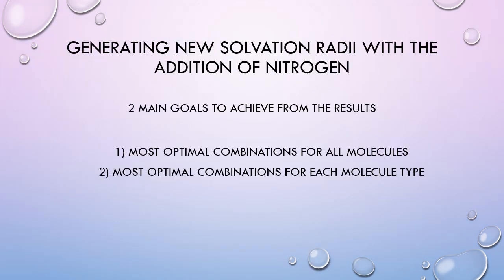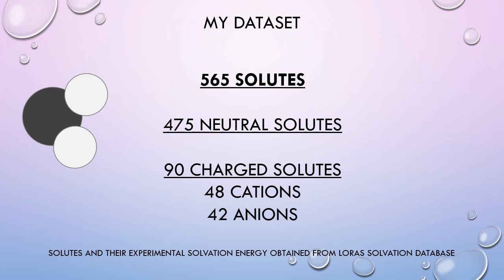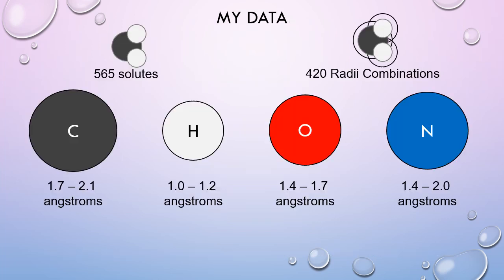The overall goal was to create new solvation radii combinations with the addition of nitrogen-containing solutes. There are two things to achieve when doing this: finding the best radii combinations for all solutes, and then finding the best within each type of solute. In our research, we used 565 solutes, which consisted of 475 neutral solutes and 90 charged solutes. Now, using a wider range of solvation radii, there are a total of 420 radii combinations for each solute.